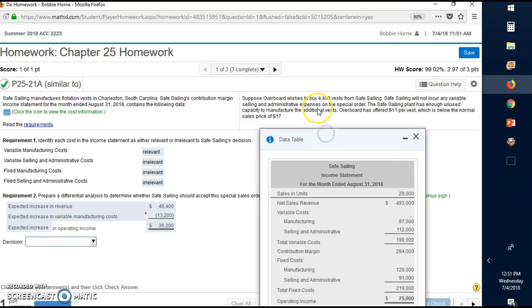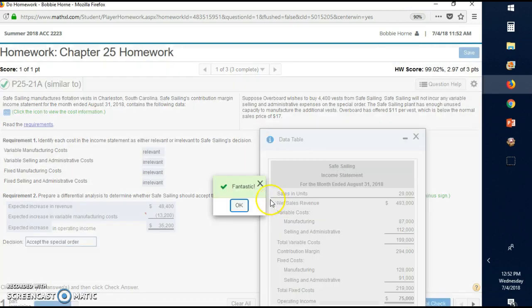If we made these vests, so I was looking at it from the wrong perspective here. If we made these vests for them, we would get this amount, but it would cost us this amount to make them, the 4,400 times 3. I apologize for that. So we would still get an increase in operating income. So if that is going to bring us some income, we should accept the special order.